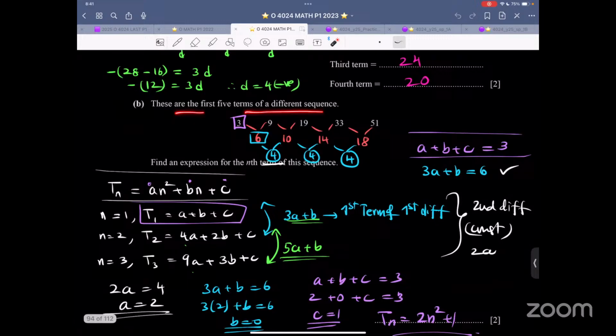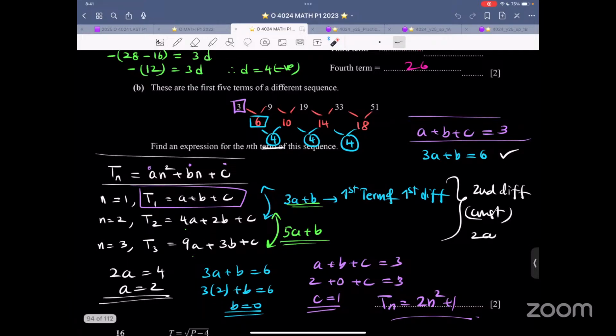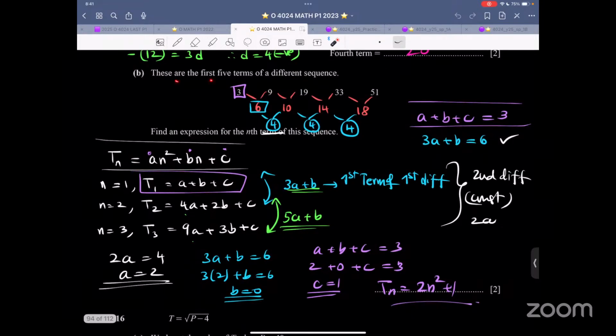There are first 5 terms of a different sequence. Again, those who want to understand sequence and number pattern, there are some videos, do check it out. Someone asked this question, is it P2? No, it's not P2. It's P1. These are the first 5 terms of a different sequence: 3, 9, 19, 33, 51.